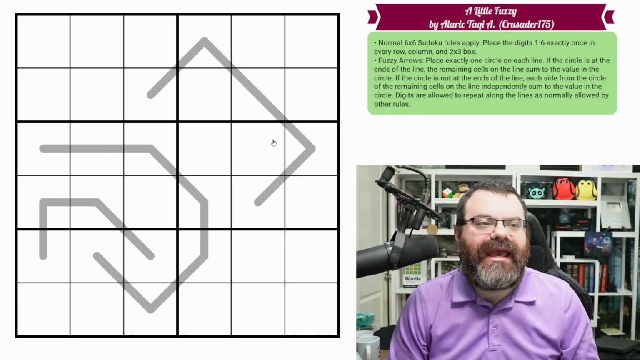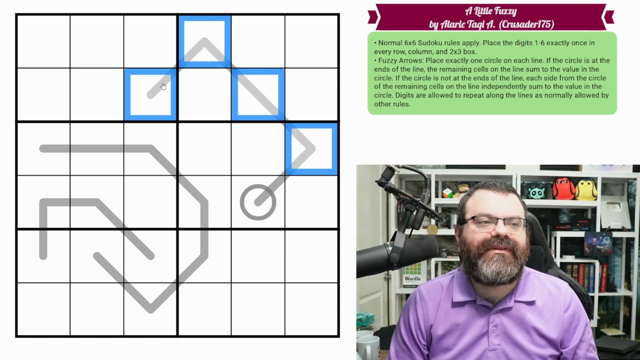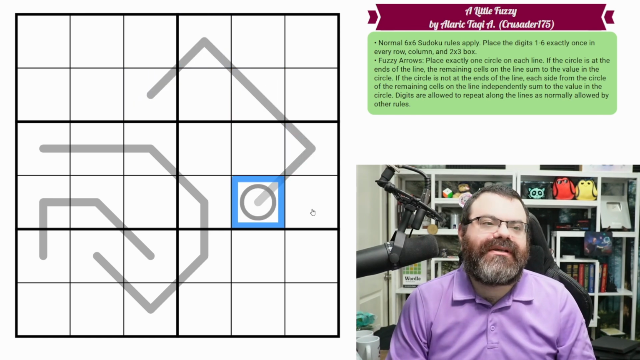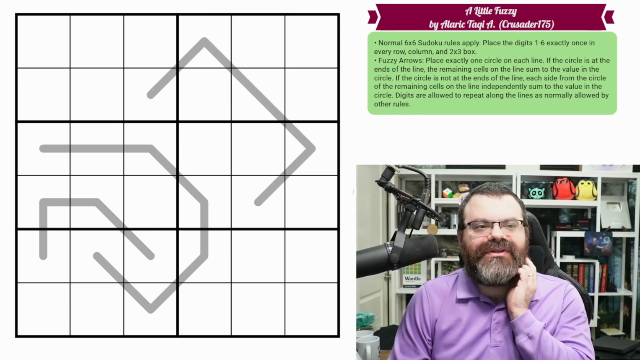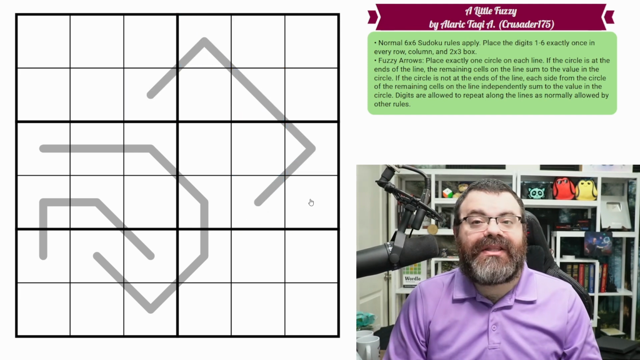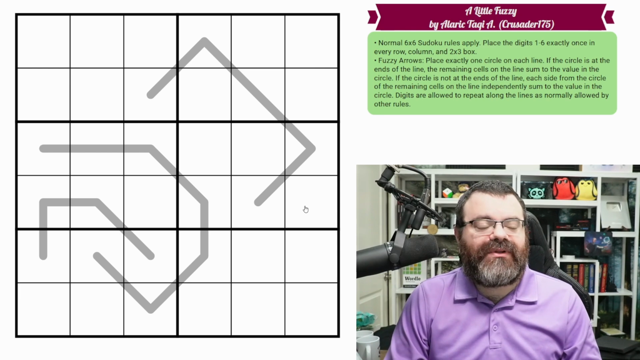It can also go on the end, which would mean that all of these cells sum to just the single circle. It would be a single arrow in that case. And so it's up to us to determine where that circle goes. And that's it. Those are the rules. There's a link in the description if you'd like to try the puzzle yourself, and I'm going to get started right now.